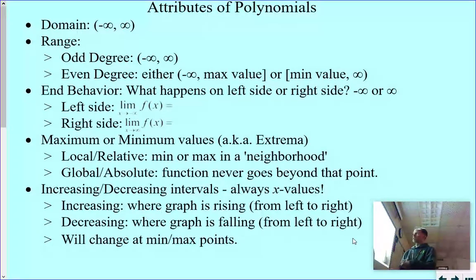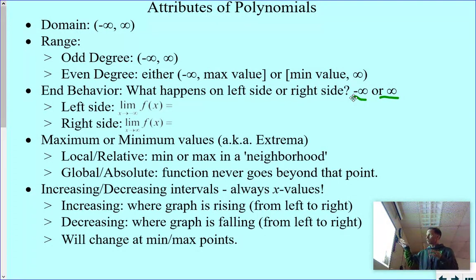But some of the new attributes we're going to be talking about, the first one's called end behavior. And it's literally just what it sounds like. It's just saying, what does the graph do on the far ends? What happens on the far left? What happens on the far right? The only answers there for end behavior are either infinity or negative infinity. Because if it's going up, it's going to infinity. If it's going down, it's going to negative infinity.